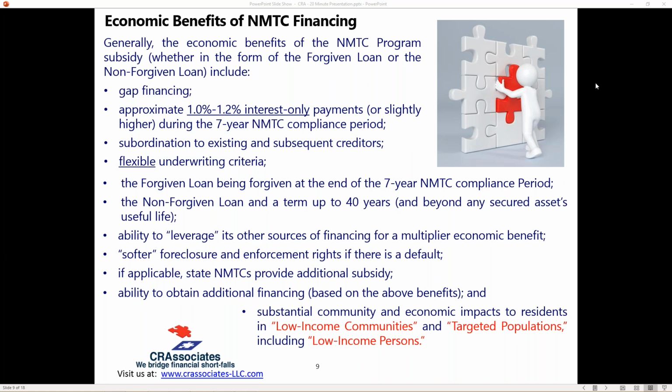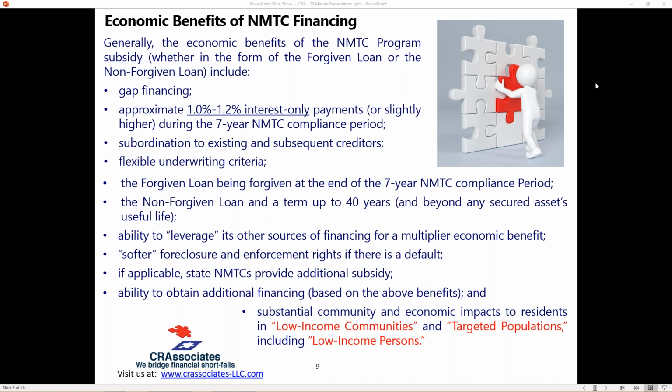If applicable, state new market tax credits provide an additional subsidy. A state investor purchases these state new market tax credits in order to apply them against its state income taxes. Approximately 25% of states have their own state new market tax credit programs, which generally follow most of the legal and underwriting requirements of the federal new market tax credit program. A state investor may or may not be the same as the federal investor.